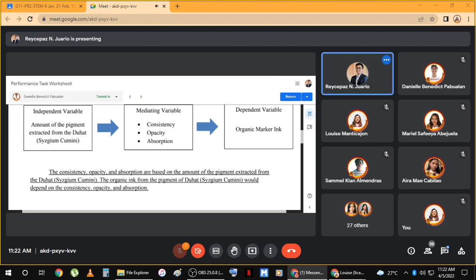First, you talk about the consistency, which depends on the pigment. When you get to the next sentence, it is the pigment again, as if it were broken apart. So it is redundant. So the statement that consistency and opacity are based on the pigment is enough, just explain which is the dependent and which is the independent variable. The consistency, opacity and absorption are based on the amount, or maybe the quality, the quality of the ink in terms of consistency, opacity and absorption, is based on the pigment extracted from the duhat, which is the independent variable. That's all. And then there is no need to write another sentence about it.